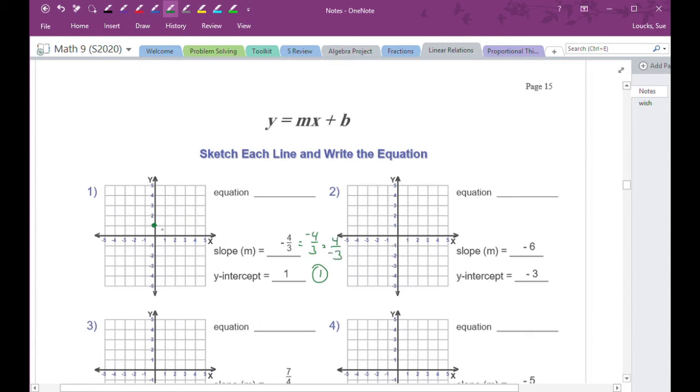So starting here, I can have a rise of -4, so I'm going to go down 1, 2, 3, 4, and then a run of 3, 1, 2, 3. So I have a point right here. And then I've got a rise of +4 and a run of -3. So 1, 2, 3, 4, 1, 2, 3, and I've got a point there. And then I'm going to draw my line.